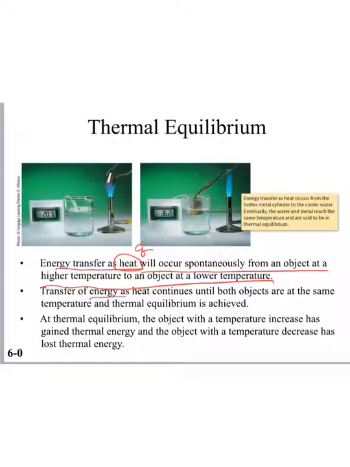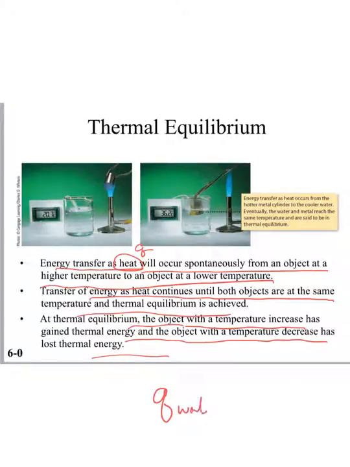The transfer of energy as heat continues until both objects are at the same temperature, and then you say what you have is thermal equilibrium. At thermal equilibrium, the object with the temperature increase has gained thermal energy, and the object with the temperature decrease has lost thermal energy. So the thing that gained thermal energy here, the Q of the water, is going to be a positive number because it gained energy. The Q of the metal is going to be a negative number, which is why you have to put a negative sign in front of the Q of the metal in order to make this an equal.